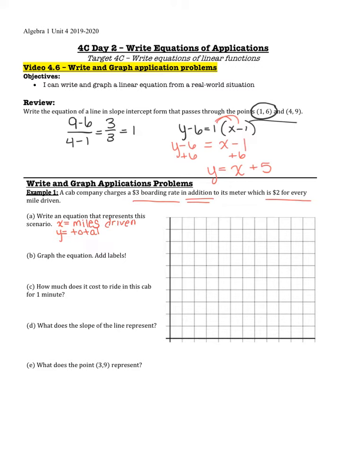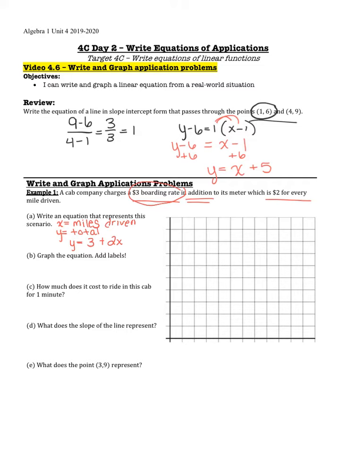And let's see, we have an initial fee of $3. Like the immediate that you get into the car, you might not even go anywhere, you immediately have to pay $3. So I'm going to say my total cost is equal to that initial charge of $3 plus $2 per mile. So that would be my equation there. And now I can go ahead and graph.